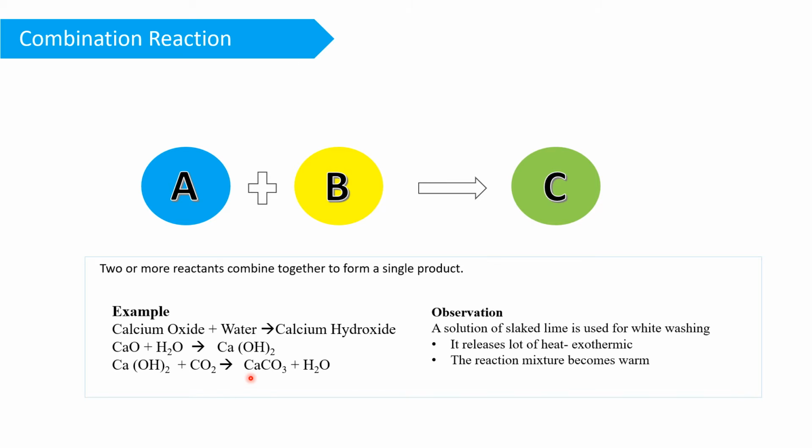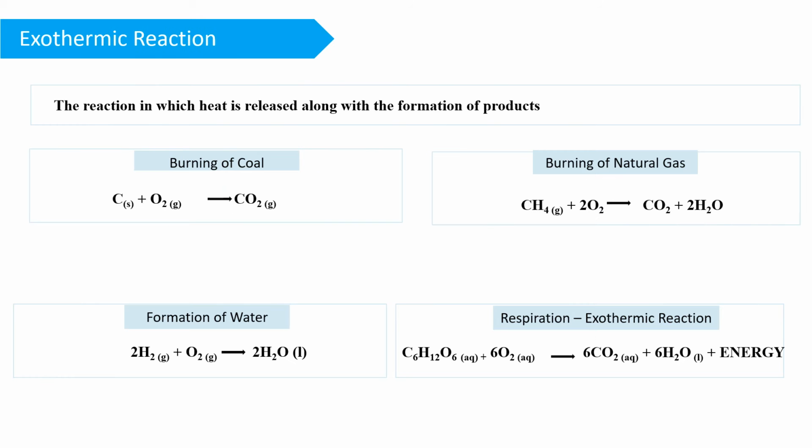It is a frequently asked question and it is a high order thinking question. What observations will you notice when you mix calcium oxide with water? It releases a lot of heat, so it is exothermic, and if you touch the contents of the beaker, it will become warm. So we have seen combination. What is combination? Two or more reactants combine together to form a single product, that is called combination.